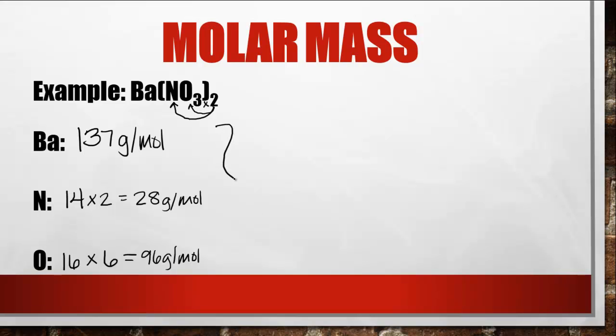Now to find the molar mass of the compound, we are going to add these all together. So 137 plus 28 plus 96, and we get 261 grams per mole of barium nitrate.